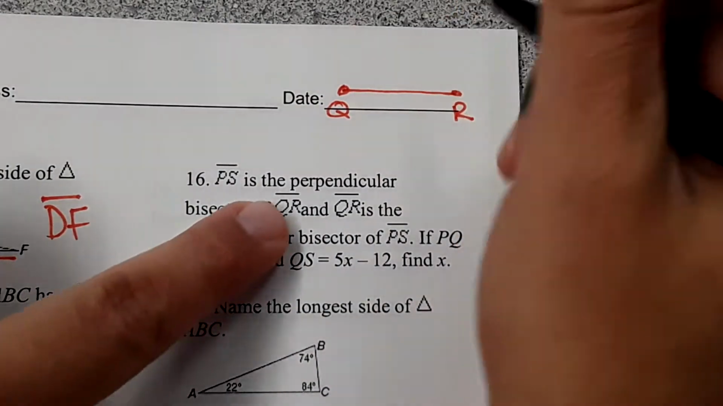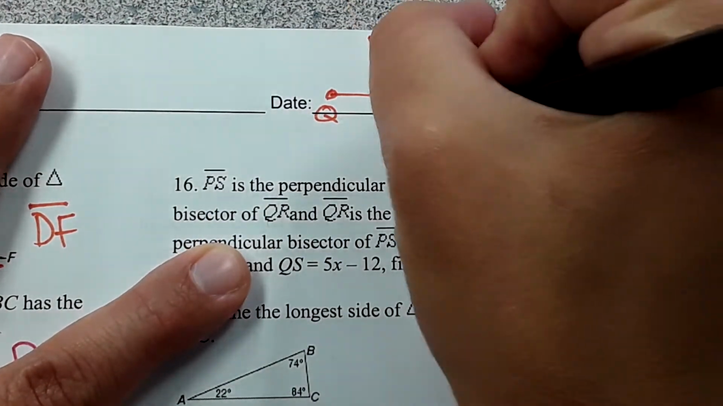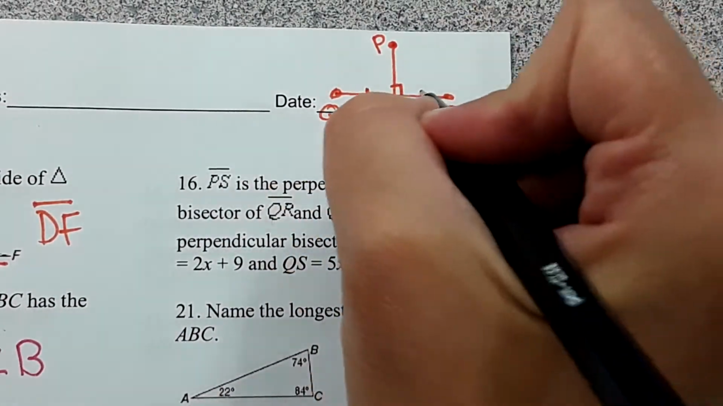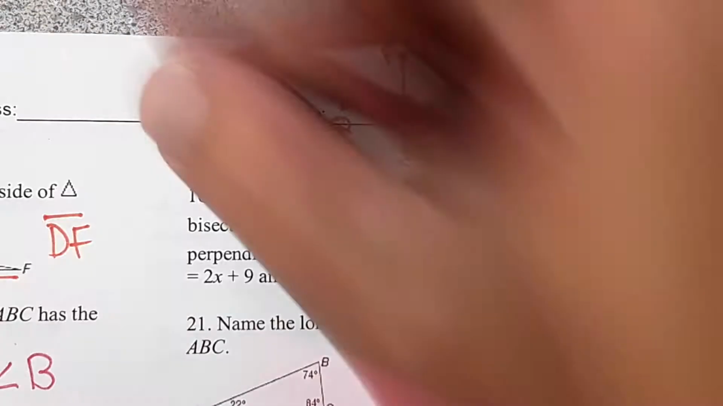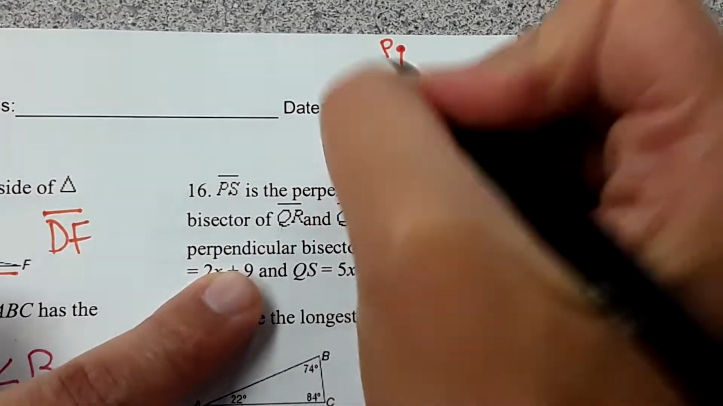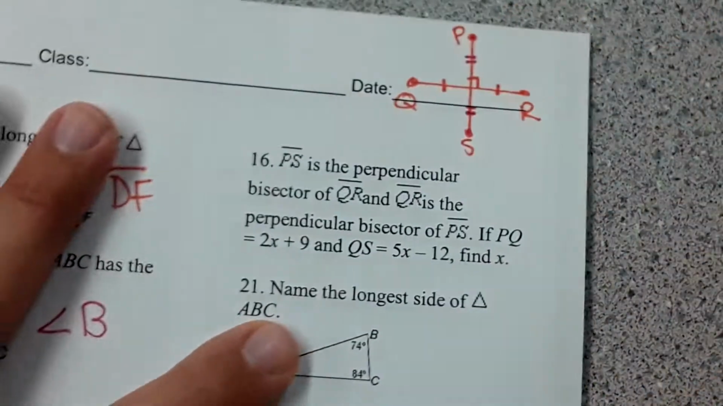And it says that PS is the perpendicular bisector. So segment PS is perpendicular to QR and it bisects it. So this would be the same measure as this here. Then it goes on to say that QR is the perpendicular bisector of PS. So it also bisects PS, and this would be the same measure as this over here.